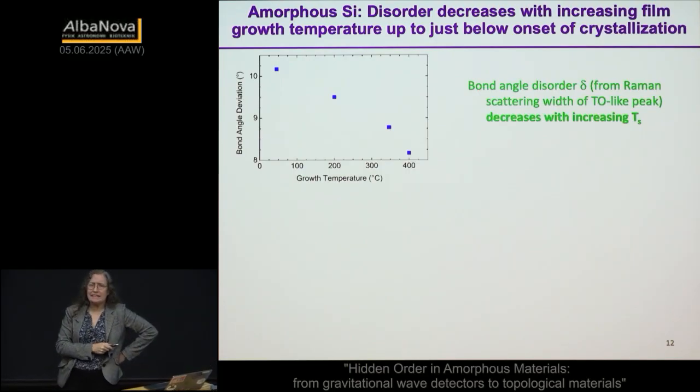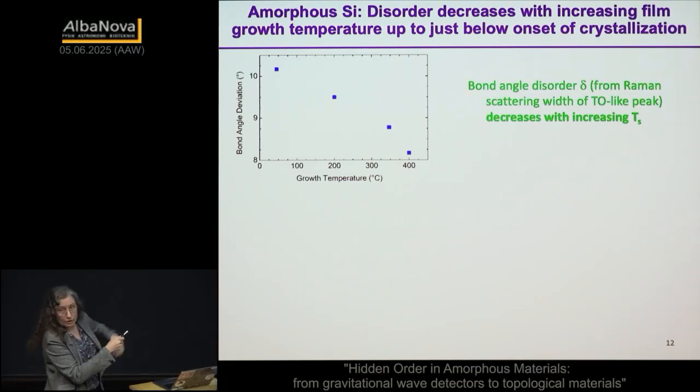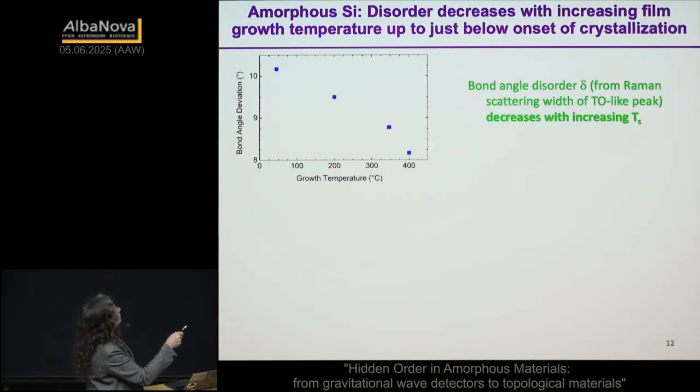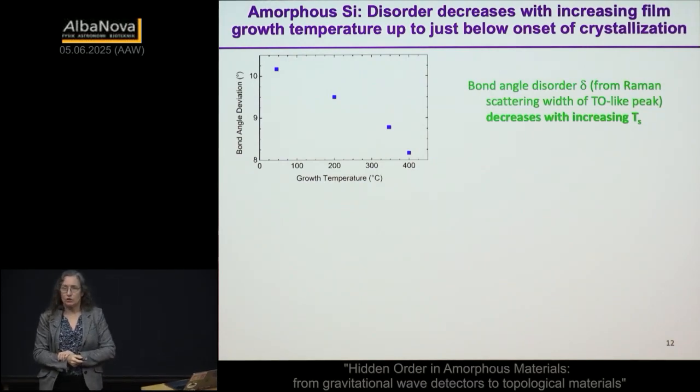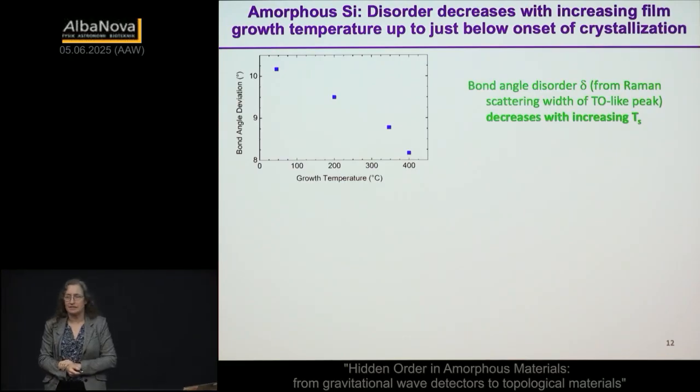So by eye, I doubt you could even see that. If I make really what I'm going to call good, and I'll come back to what I mean by good, but just allow me to call it good for right now. If I grow it at 400 C, the bond angle distribution drops to 8 degrees. So really good amorphous silicon has plus or minus 4 degrees. Again, you would be hard pressed to see it.